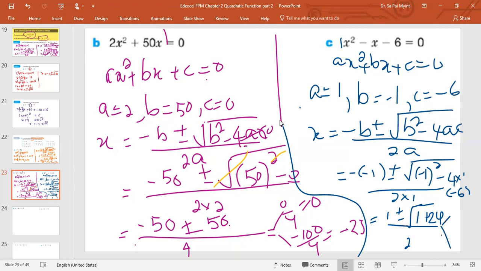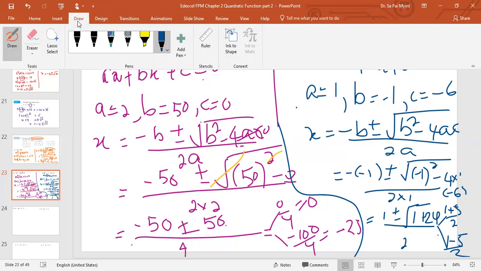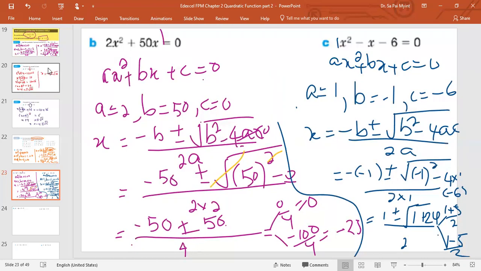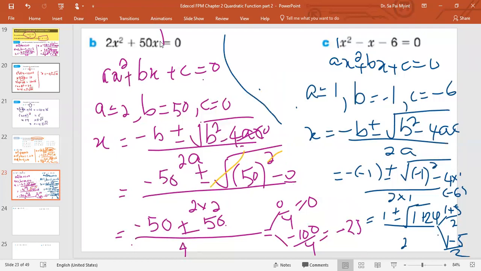So you can find two solutions. 1 plus 5 divided by 2 or 1 minus 5 divided by 2. So what do you get? X equal to 1 plus 5 is 6, 6 divided by 2 is 3. And 1 minus 5 is minus 4, divided by 2, minus 2. The solution for C is x equal to 3, comma, minus 2.